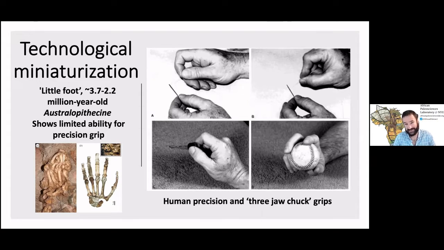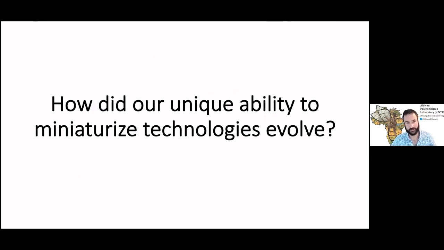So the answer to the question, is this a uniquely human phenomenon, seems to be, well, a bit of a mix. Yes, probably something that we've evolved quite uniquely, but it probably has a deep ancestry amongst our earliest hominin relatives, in which they might have used these tiny kinds of tools occasionally, but not have been as dependent upon them as we are. So the next big question we ask then is, how did this unique ability of ours to miniaturize tools, to make these tiny implements and to use them, evolve? Where did it come from?